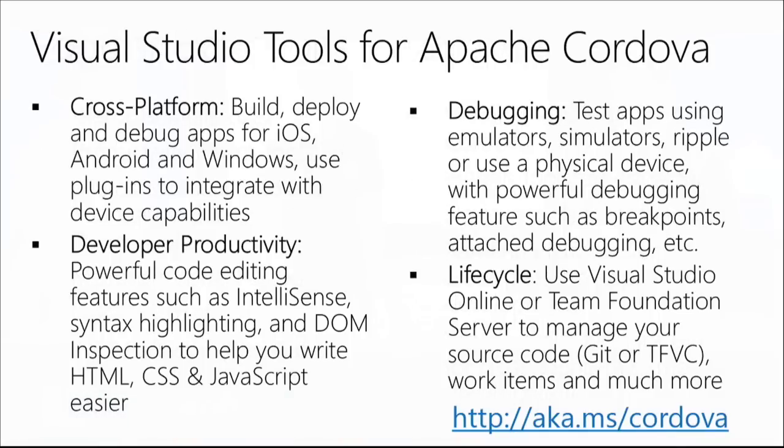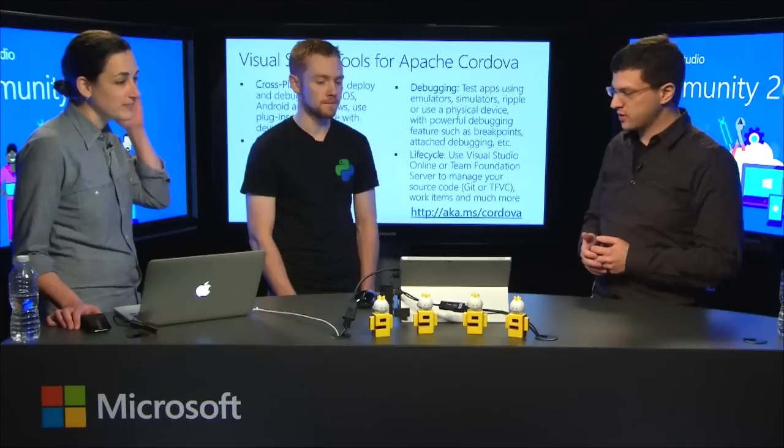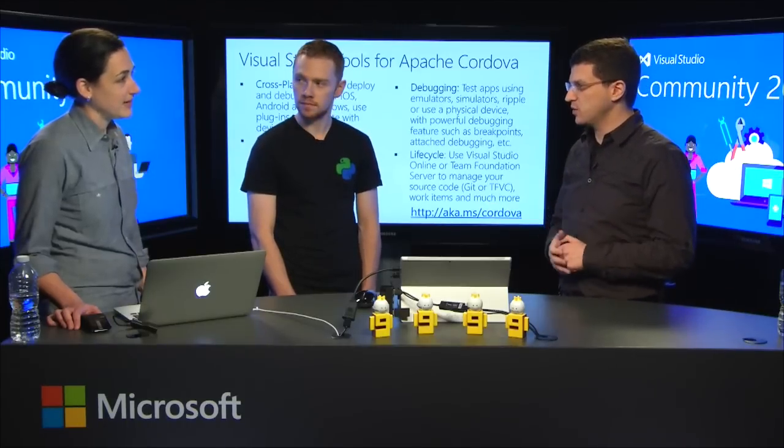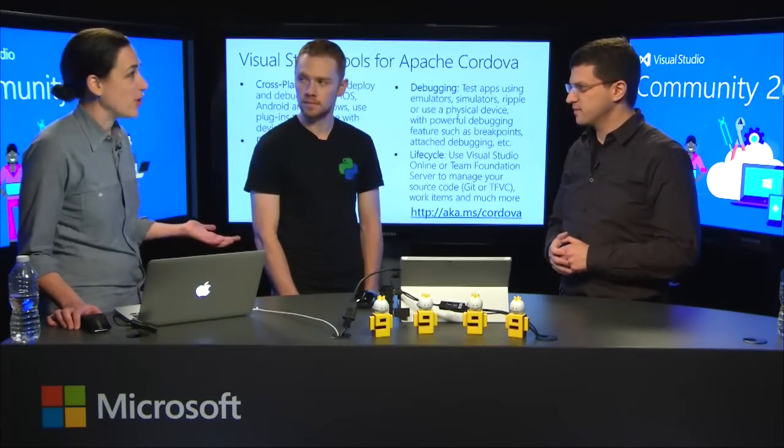And today, we don't want to just keep talking and talking. We want to show you some demos. The first demo that we're going to jump into is with Amanda on Apache Cordova. So Amanda, maybe you can talk a little bit about what the Apache Cordova tools in Visual Studio enable you to do. Sure. So Apache Cordova is an open source project that's part of the Apache Foundation.